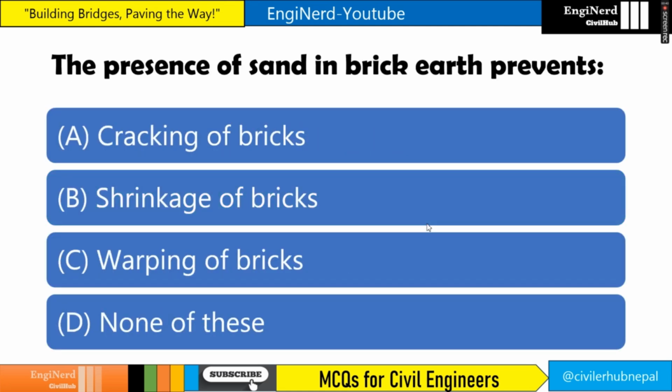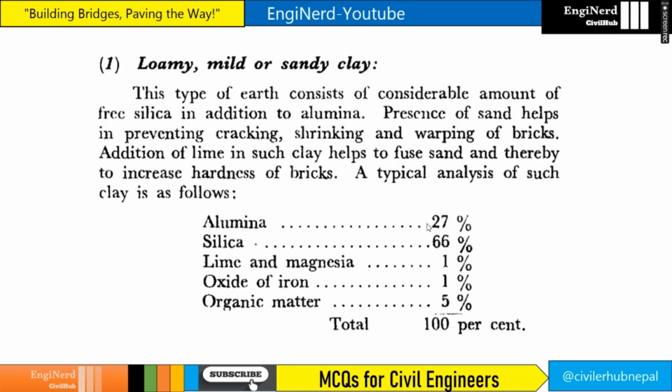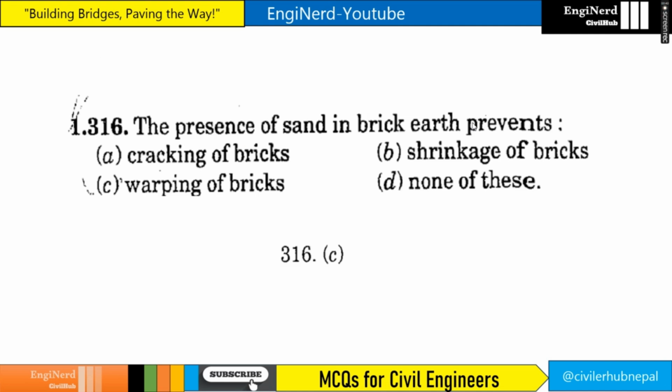The presence of sand in brick prevents cracking, shrinkage, warping. So if you see here, you can see presence of sand helps in preventing cracking, shrinking and warping. But in the book of Agor, the presence of sand in brick prevents, the answer is given as only warping. And if it was all of the above, the answer will be all of the above. But since all of the above is not given, we tick option number C.